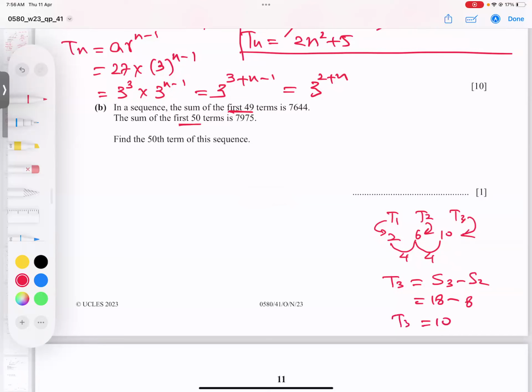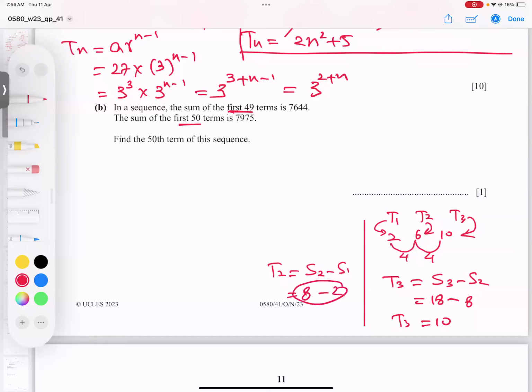So you learn something here. Let's try another technique. If looking for T2, the second term directly, although I know the second term is 6, if you want to prove it, what is the formula? S2 minus S1. The first number is always the same, and this number is always one less. So S2, the sum of 2 numbers, is 8. The sum of 1 number is 2 only.